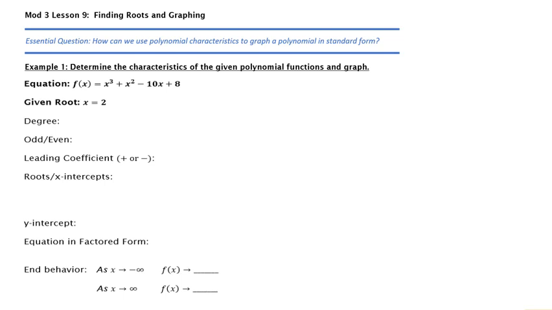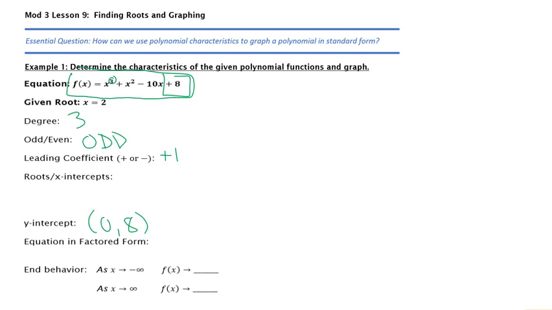So the first thing is we're identifying characteristics, and we're eventually going to graph, and I put the graph on the next slide so we can calculate some stuff here. You're given an equation, and a few things that we know right away. It's a degree 3, which is odd. Our lead coefficient is a positive 1. And our y-intercept, since it's in standard form, is actually a positive 8. So that's simply identifying it when it's in that standard form.